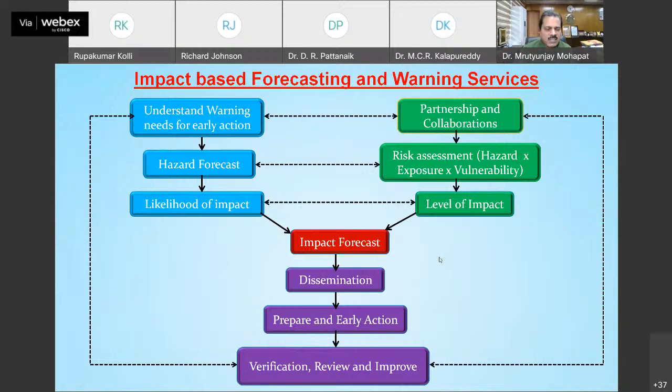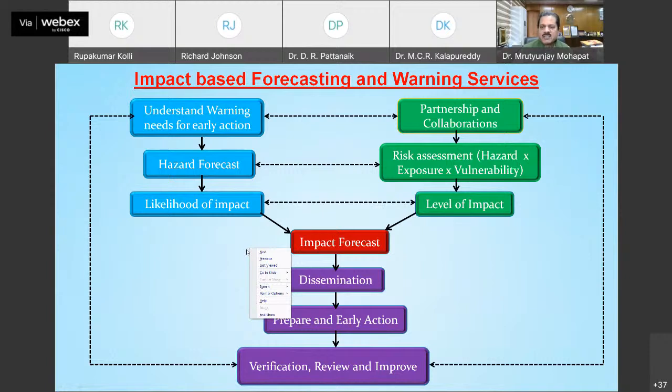during the monsoon season especially, and also for other seasons. What we do in this is try to understand the warning needs for early actions through various meetings with the National Disaster Management Authority and State Disaster Management Authority. Then we go for partnership and collaboration with many agencies within the country and outside. At the same time, we go for hazard forecasting. We try to prepare various types of severe weather indices and hazard modeling.